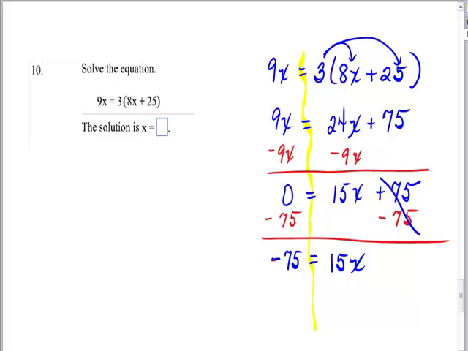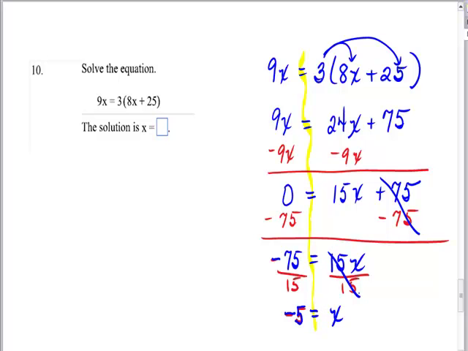15 is the coefficient. Divide by 15, divide by 15. That's going to give me negative 5. My goodness, I did it again. I keep forgetting to change colors. Negative 5 is equal to x.